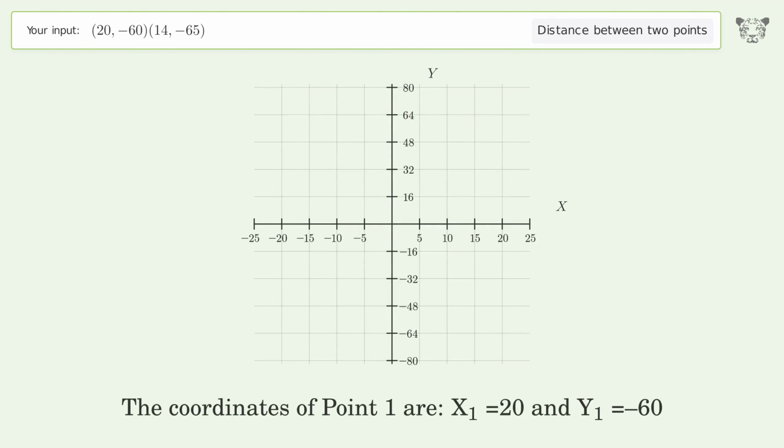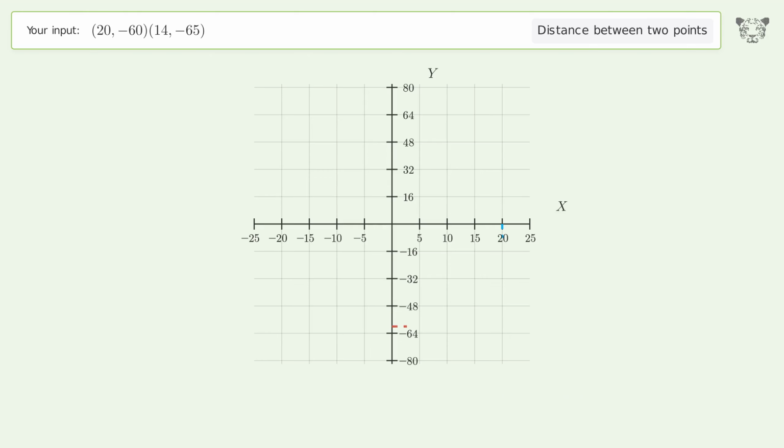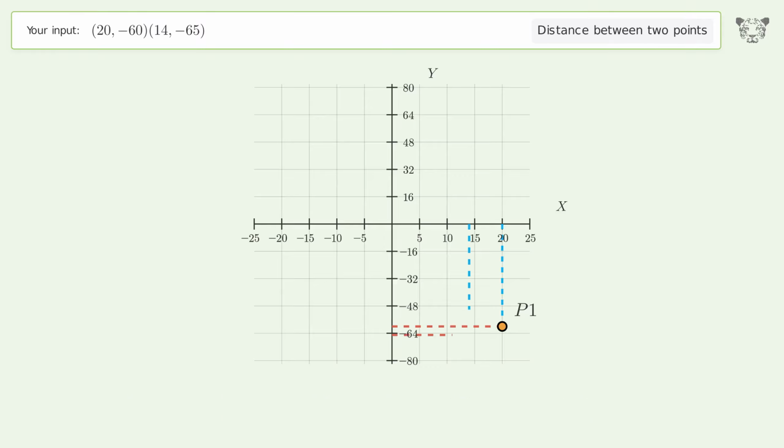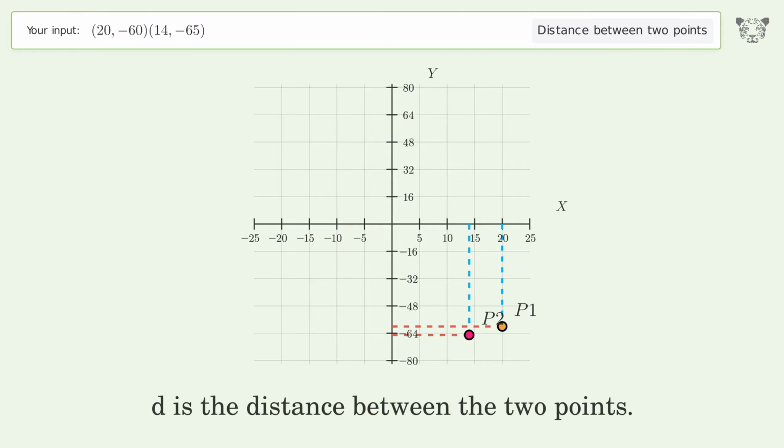The coordinates of point 1 are x1 equals 20 and y1 equals negative 60. The coordinates of point 2 are x2 equals 14 and y2 equals negative 65. D is the distance between the 2 points.